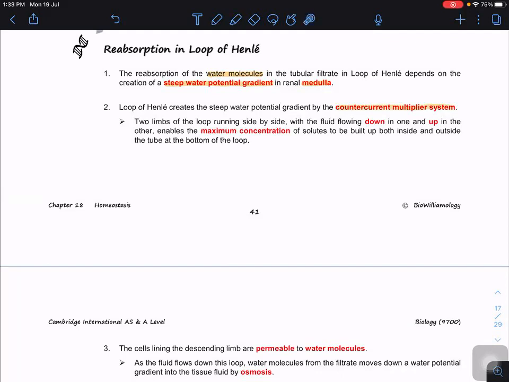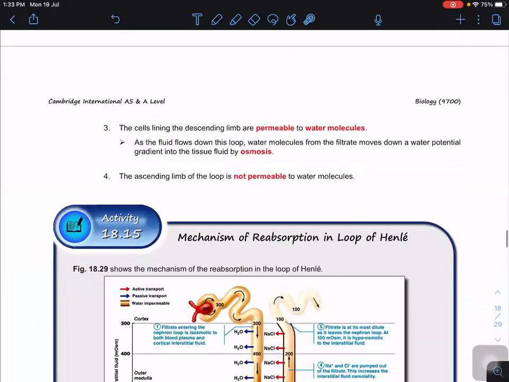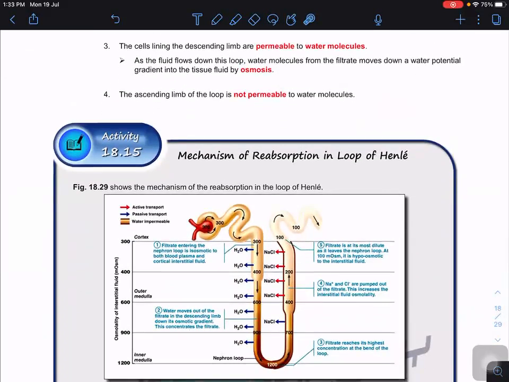So why do we talk about the counter current multiplier system? Basically, we have two limbs of the loop running side by side, with the fluid flowing down in one and then up in the other limb. This enables the maximum concentration of solute to be built up both inside and outside the tubule at the bottom of the loop. This is how we create what we call the counter current multiplier. In this case, we have to understand that the cells lining the descending limb are permeable to water molecules. So water molecules can be reabsorbed back by osmosis.